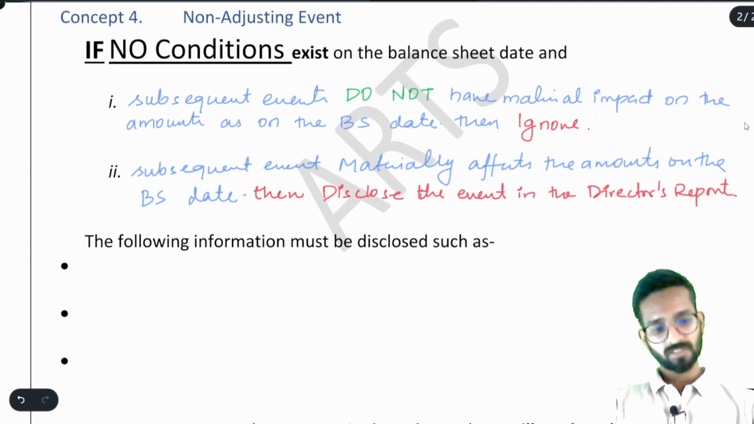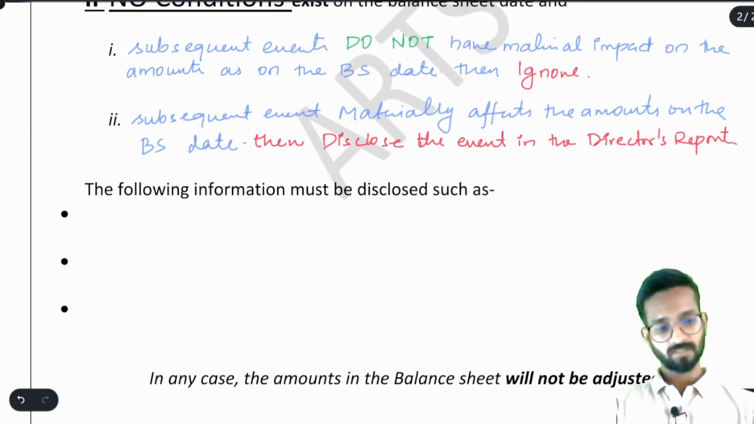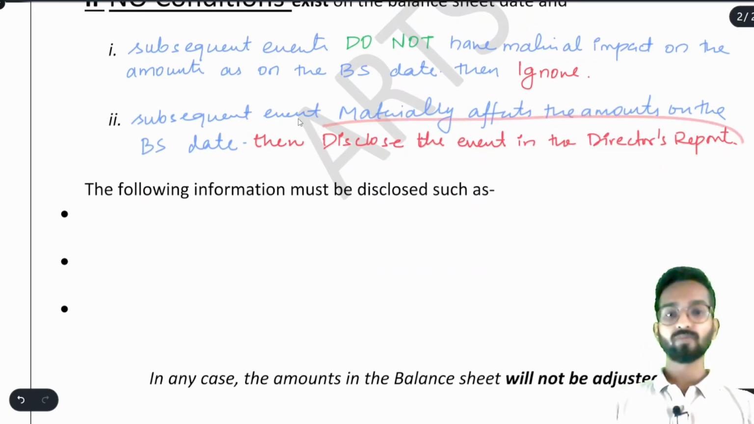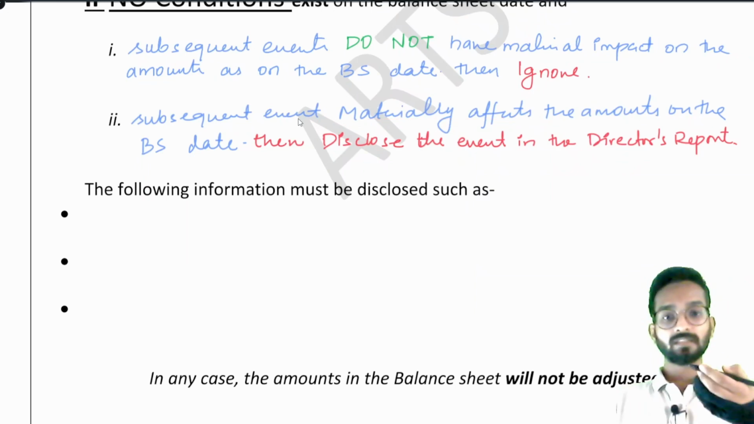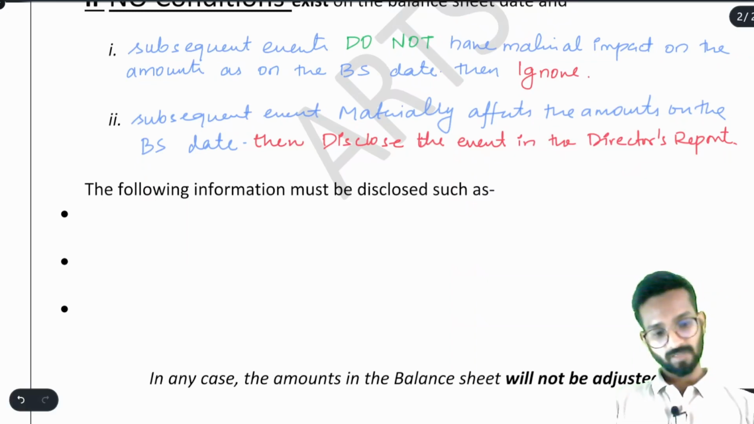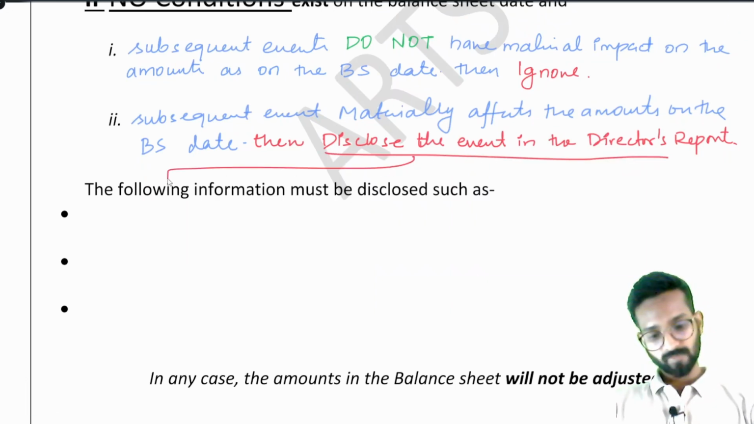the following information must be disclosed. We already know that we have to disclose the event in the director's report, that we have to mention that there was an earthquake, this much amount of loss has been faced, this incident happened on this date. So what is the information that we have to give to our shareholders? Be very, very careful. Disclose the event in the director's report. Okay, which information we have to give?